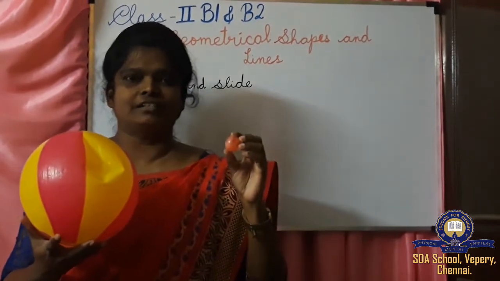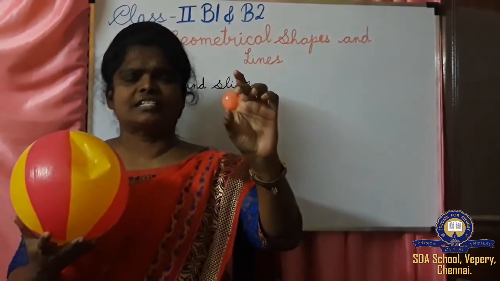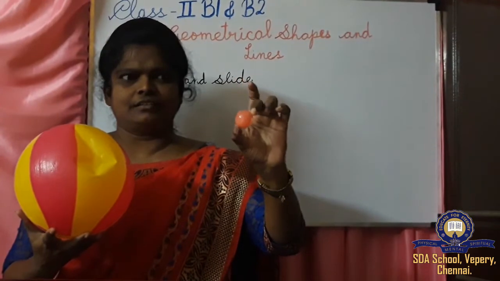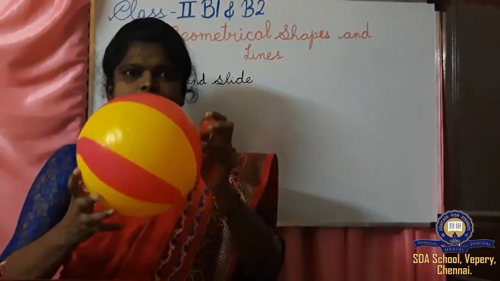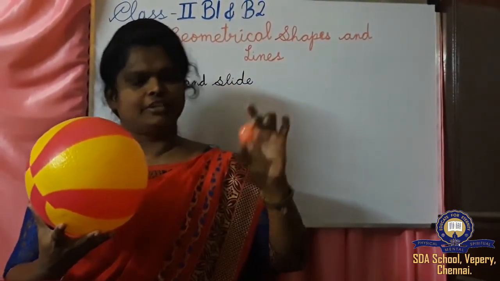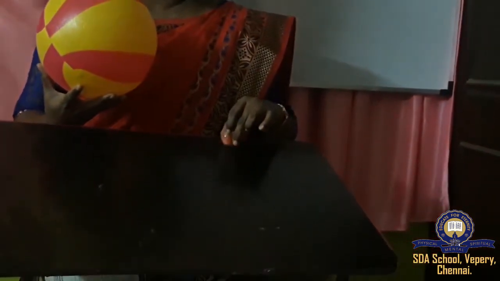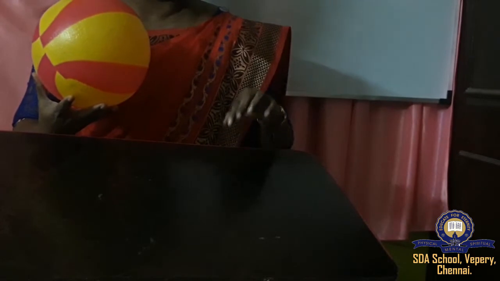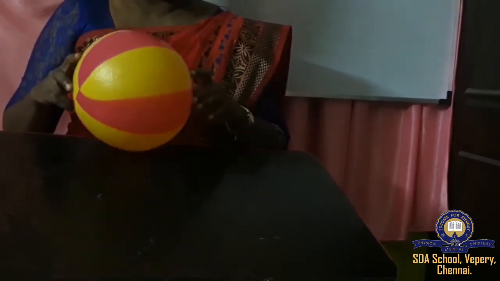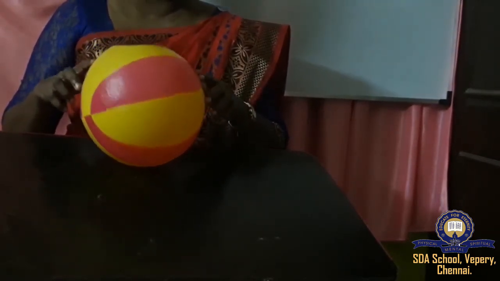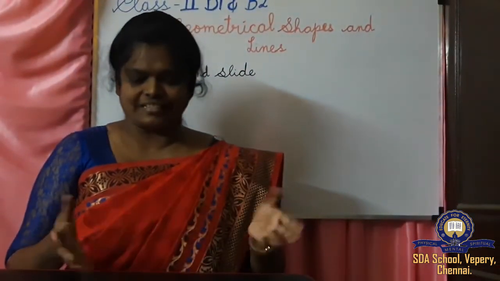Now I have a sphere, the small one and the big one. When we keep the small one, it will slide or roll? Just watch it, it rolls. The big one I'm keeping, just watch it, it rolls or slides? Yes, it rolls. It didn't slide.